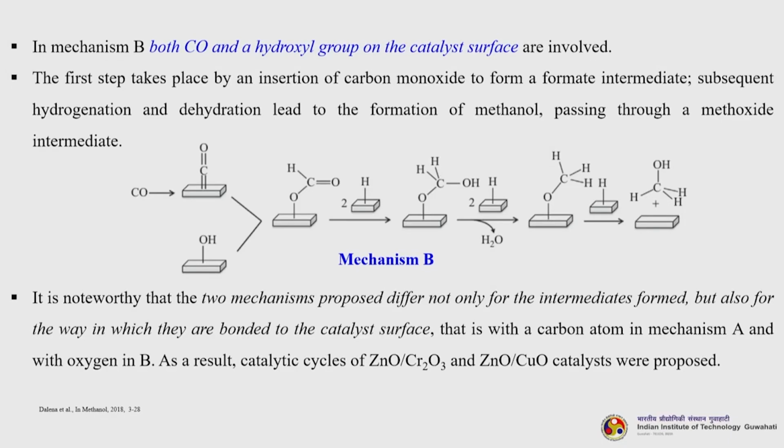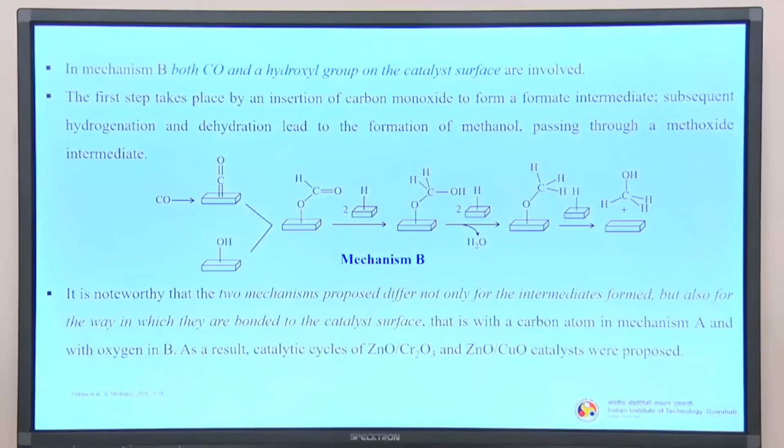Okay. Now, it is noteworthy that these two proposed mechanisms differ not only in the intermediates formed, but also in the way in which they are bonded to the catalyst surface, that is with a carbon atom in mechanism A and with oxygen in mechanism B. So, that is the basic difference between these two mechanisms. As a result, catalytic cycles of the zinc oxide Cr2O3 and zinc oxide copper oxide catalysts were proposed, and they have been found to be extremely selective.